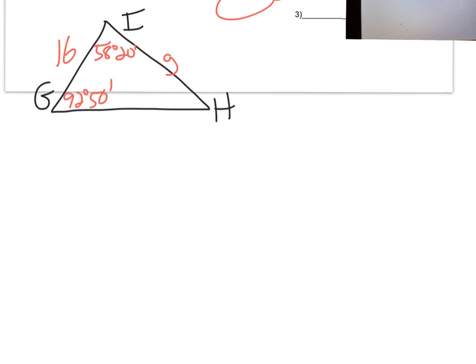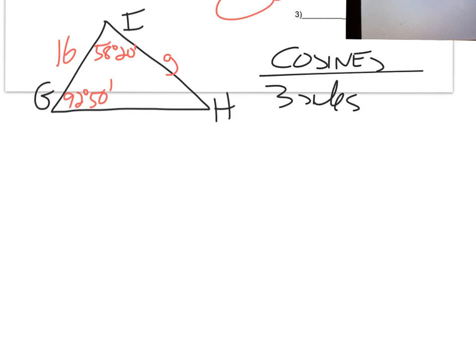So here we're going to try to use the law of cosines. For the law of cosines, you need 3 sides and 1 angle. But that's another problem, because here I don't have 3 sides. I only have 1 side and the side I'm solving for, so I actually don't have 3 sides at all. So what are we going to do?